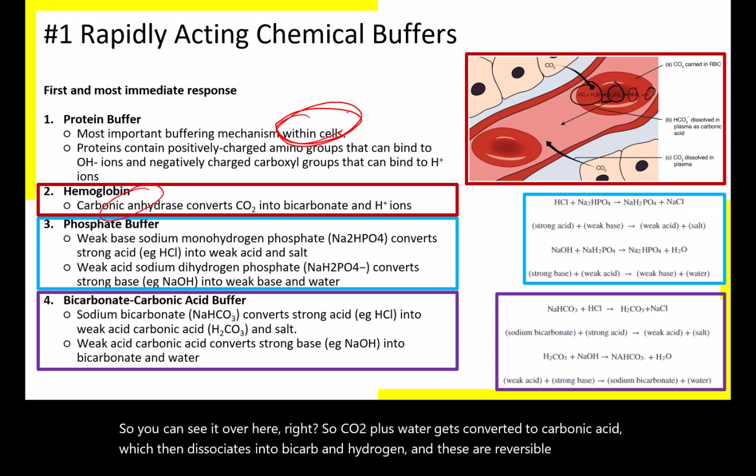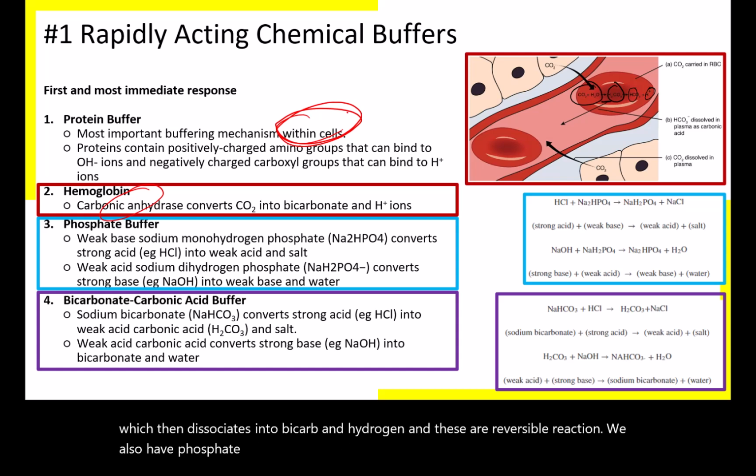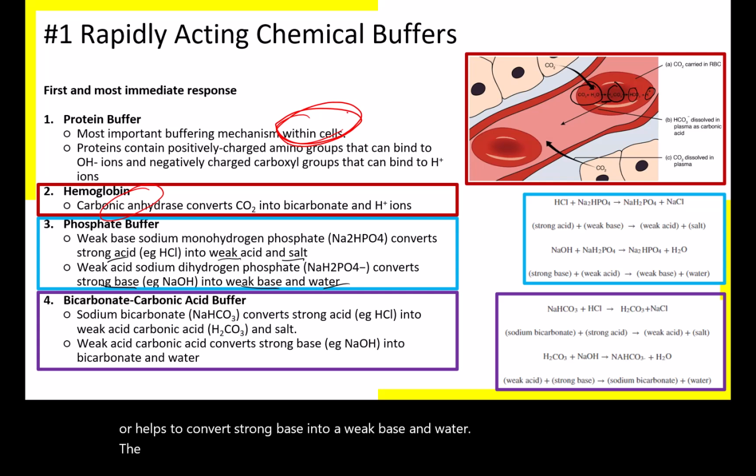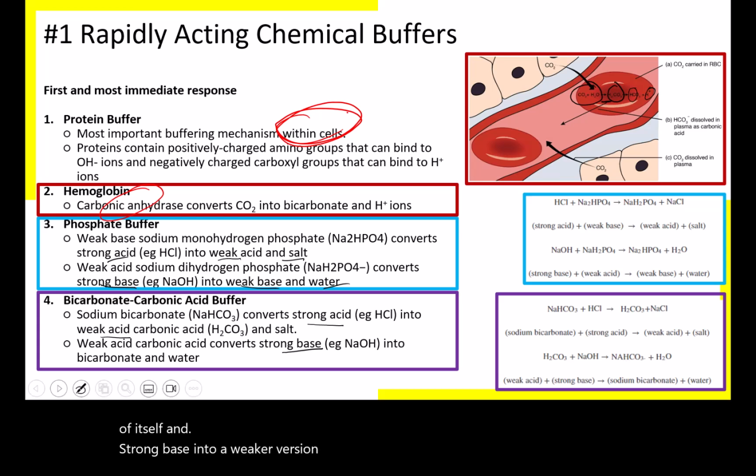We also have phosphate buffers that help to convert strong acids into a weak acid and salt, or help to convert a strong base into a weak base and water. The bicarbonate carbonic acid buffer, again, converts a strong acid into a weaker version of itself, and a strong base into a weaker version of itself as well.